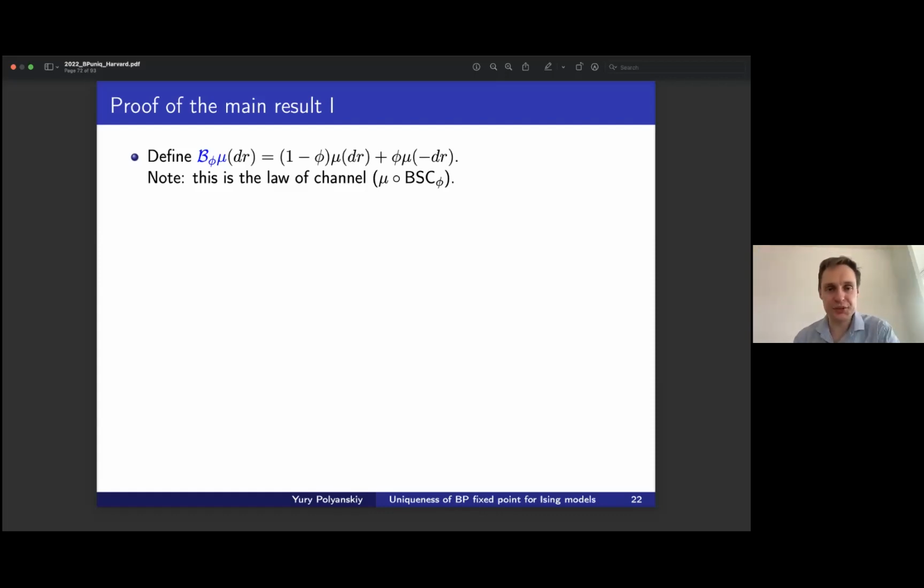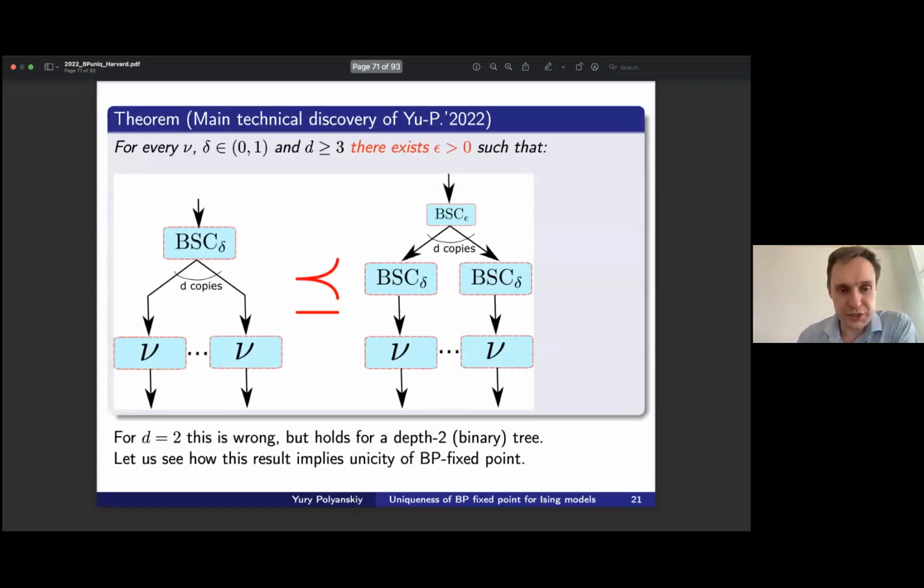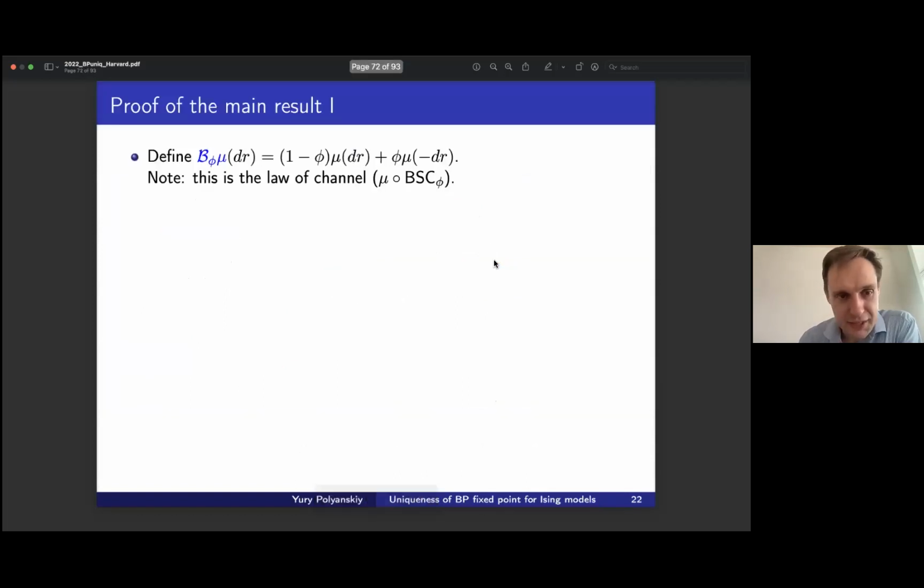Let me go with the proof then. What we prove is that when you move this noisy BSC delta channel down the edges, you can create another BSC epsilon on top and still result in a better channel. Just remember this fact.